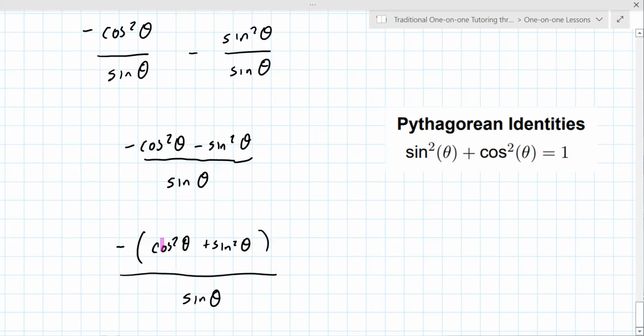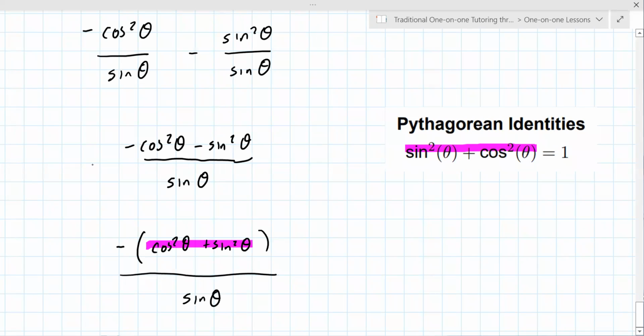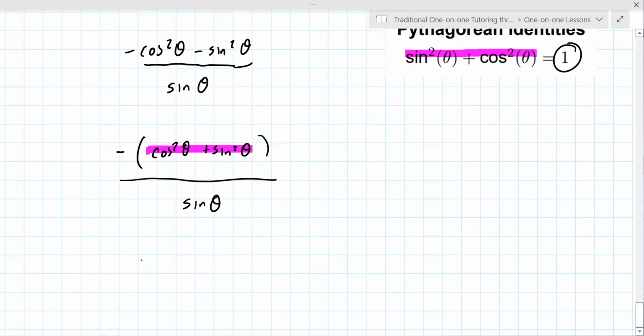Now, this part that I'm highlighting in purple and this that I'm highlighting in purple, are they the same? Yeah, they are. The order doesn't matter when you're adding. So instead of the purple part, you can put 1 in. So this whole thing in the top becomes minus 1 over sine theta. And then what does this reduce to?